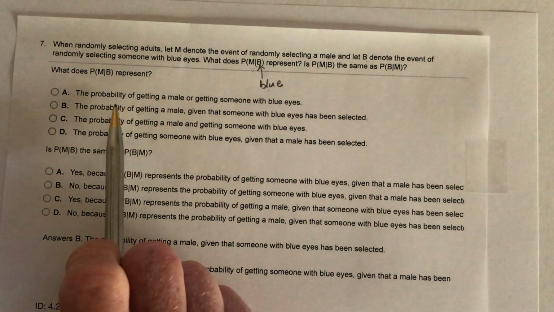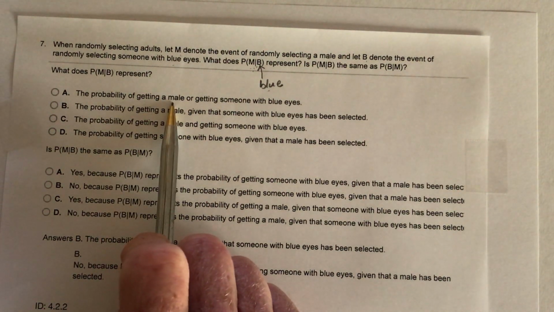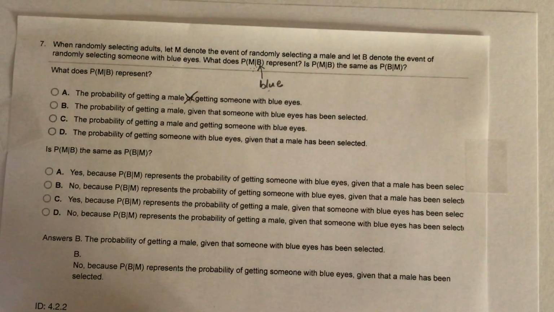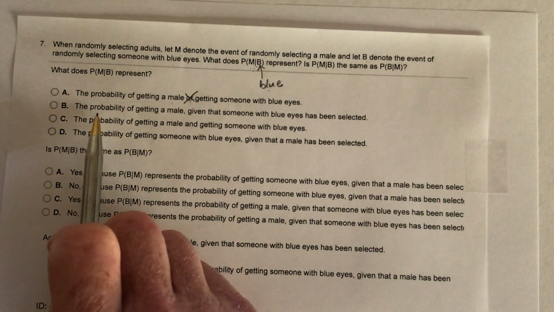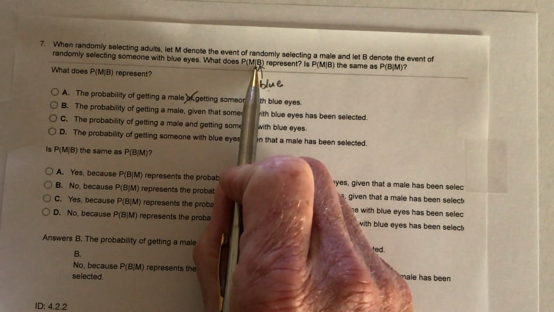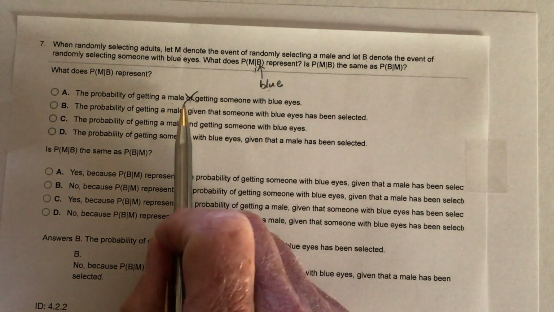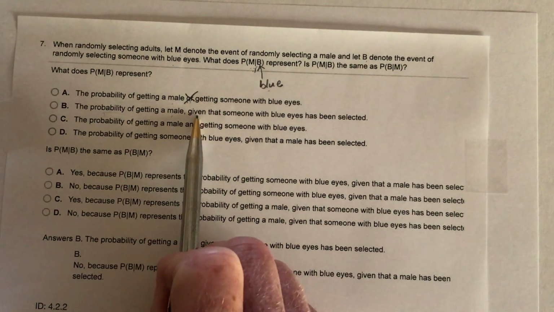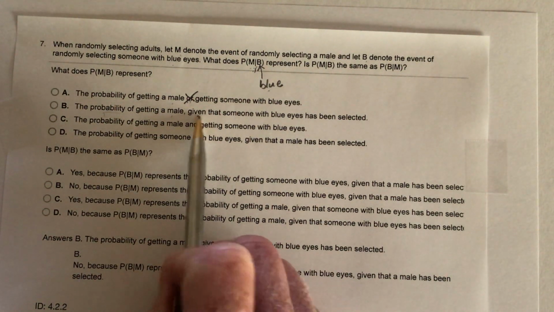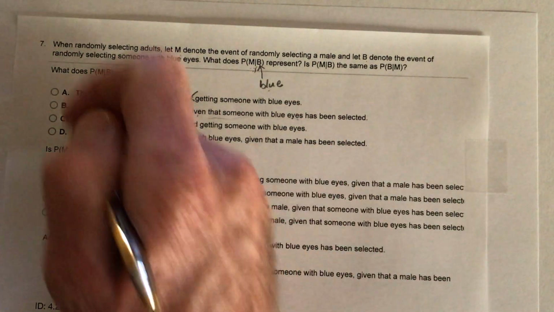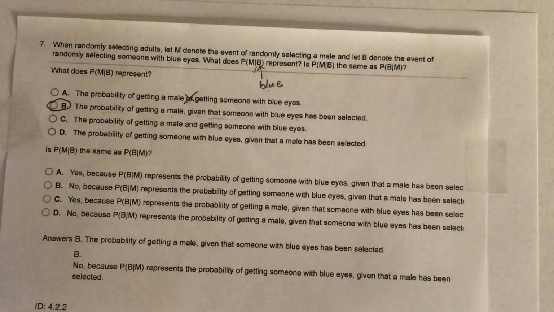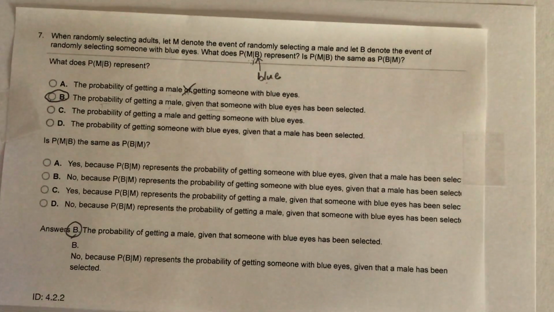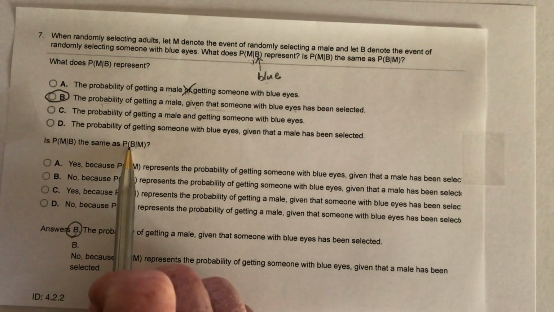So which one is that? What's the probability of a male or? No, it's not or. So the word for this one is given or conditional probability. It's not the word or. The probability of getting a male, given, yes, that's the right word, that someone with blue eyes has been selected. There it is, it's B. Oh, the answer's right there because I got the teacher's version. That's funny.